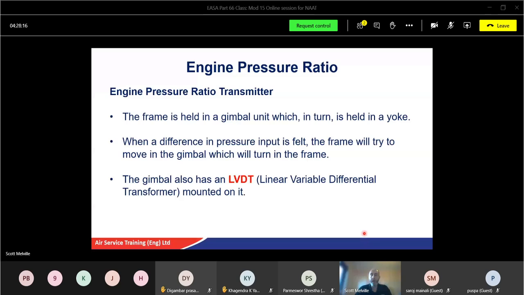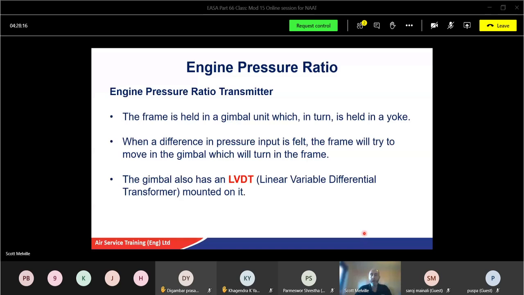The potentiometer will then send a signal through to the indicator, and that's a typical example of a pressure ratio transmitter. So there's a bit more in depth of how that works. Just be aware of it. It probably won't go that deep in the exam, but certainly be aware of the basic principle of an engine pressure ratio transmitter, where we're just getting feedback again from a sensor, good old friend, the LVDT.